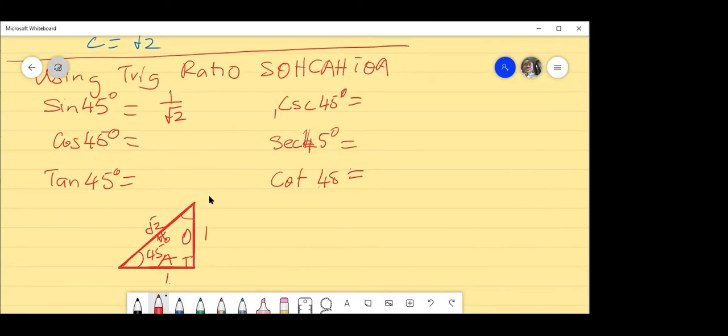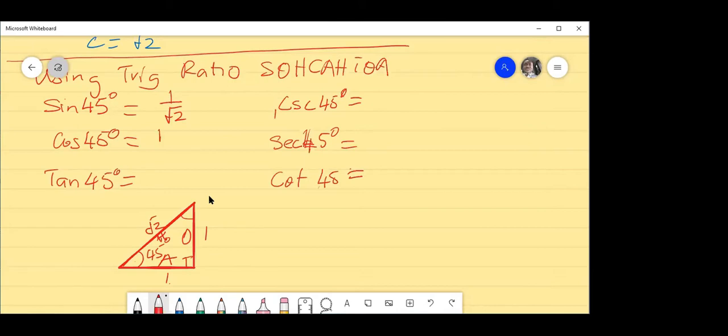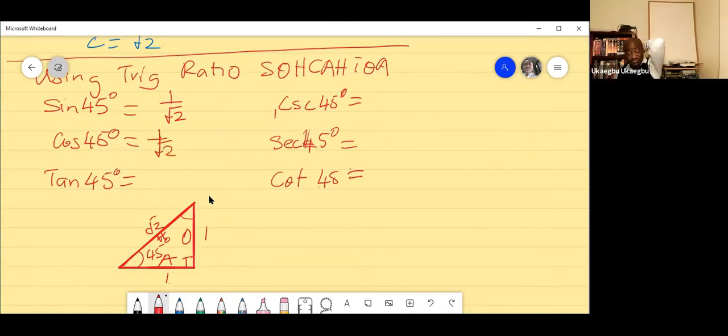1 over square root of 2. Okay, explain. Adjacent over hypotenuse. All right, so adjacent is 1. Thank you. That's correct. 1 over square root of 2. So sine 45 and cos 45 are exactly the same thing.